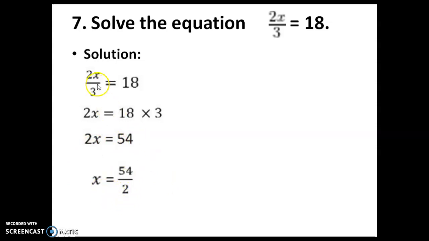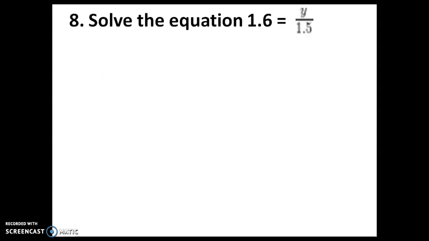The whole fraction also you can take, 3 by 2 as a fraction, and you can do it as 3 by 2. This 3 will be in the numerator and 2 will be in the denominator. When it goes to the other side of equal to, it will have the reciprocal. So 54 by 2, x is equal to 27. That's the answer. Next problem.